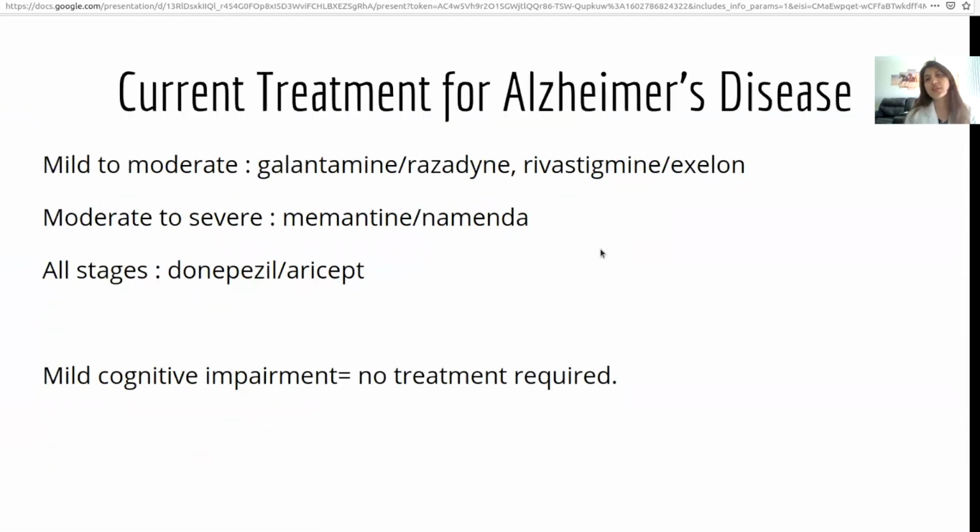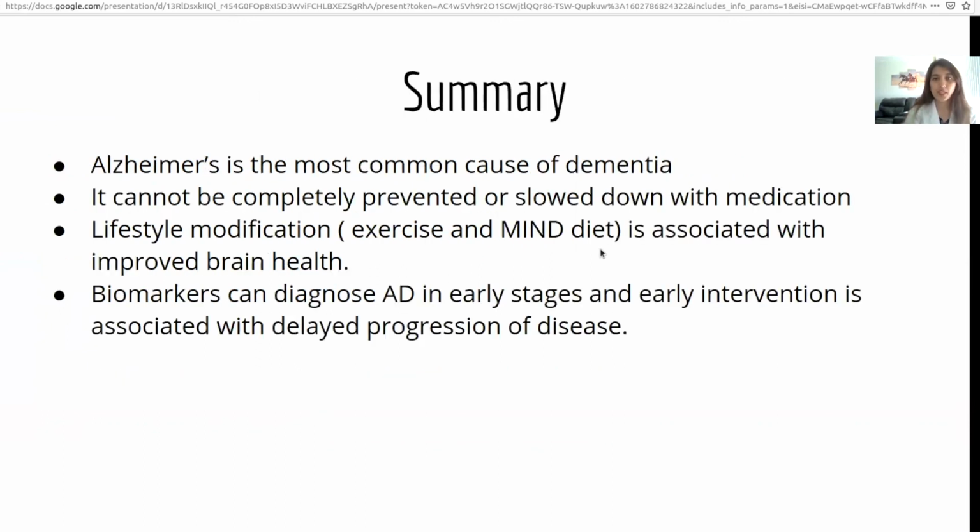So, what is the current treatment regimen for Alzheimer's disease? All stages of disease are treated with donepezil. Mild to moderate Alzheimer's disease is treated with galantamine, rivastigmine, and moderate to severe is treated with memantine. Mild cognitive impairment does not require any treatment because not all MCI progress to Alzheimer's disease. So, it is very important to keep that in mind before prescribing treatment to a patient with MCI.